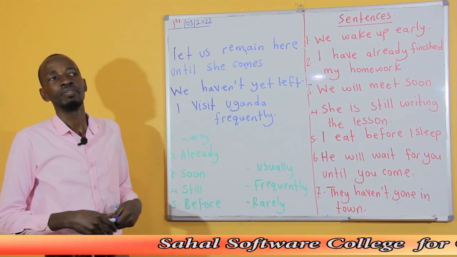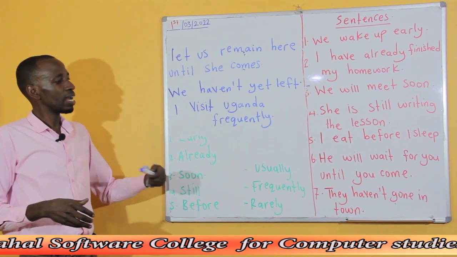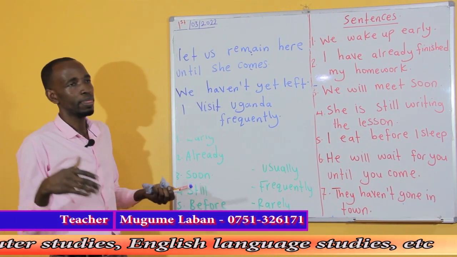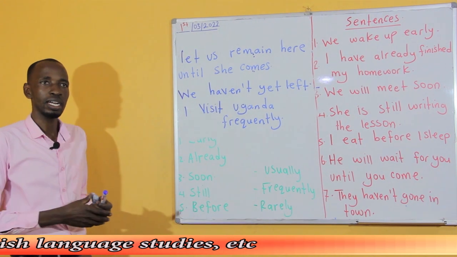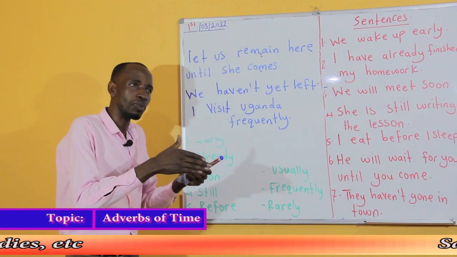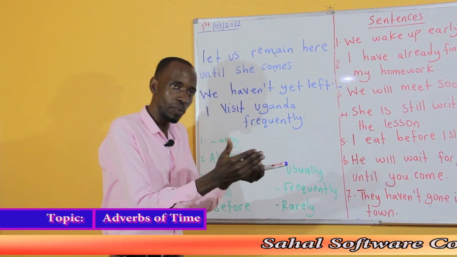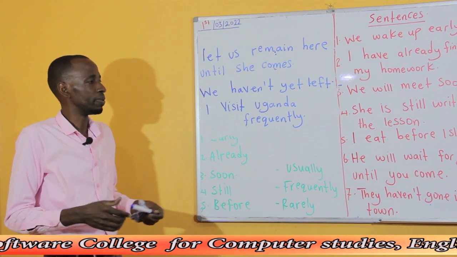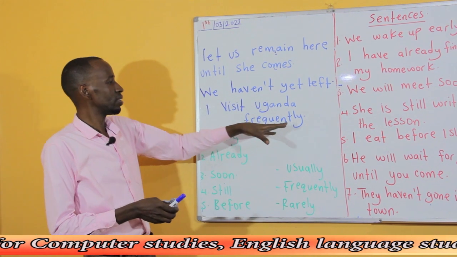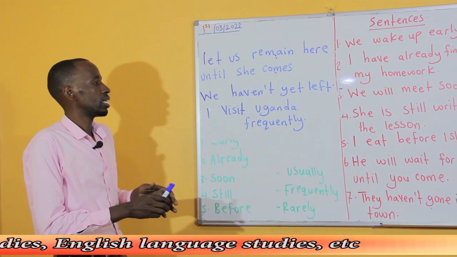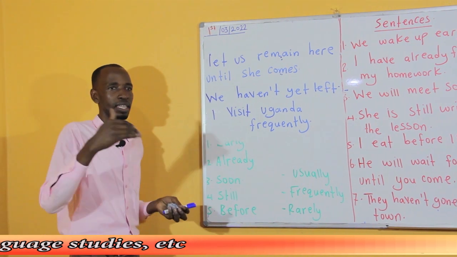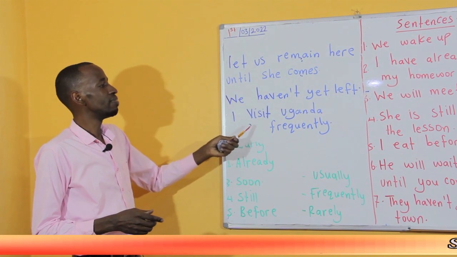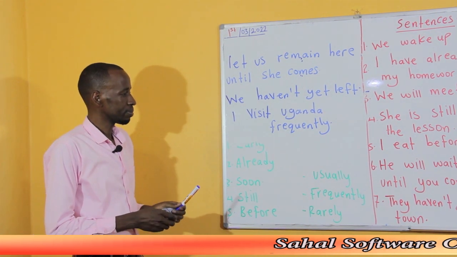That one is frequently. So if I say I visit Uganda frequently, it means some weeks I'm in Uganda, other weeks I'm in another country. So I don't stay there for a long time. I stay there maybe for 1 week. Then after that, I go back to my country maybe. So if I say I visit Uganda frequently, it means you go there like 1 week there and another week doing other businesses.